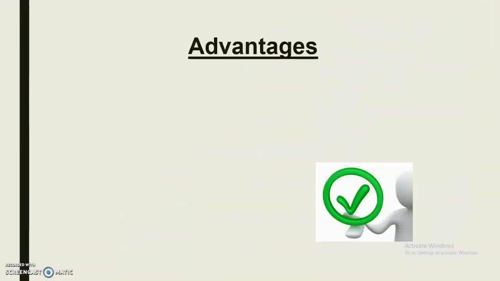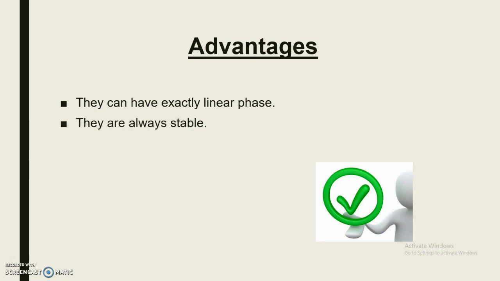Advantages. They can have exactly linear phase, which refers to the condition where the phase response of the filter is linear, that is, a straight line. They are always stable because all their poles are at the origin, that is, for a finite input the output is always finite. The design methods are generally linear.